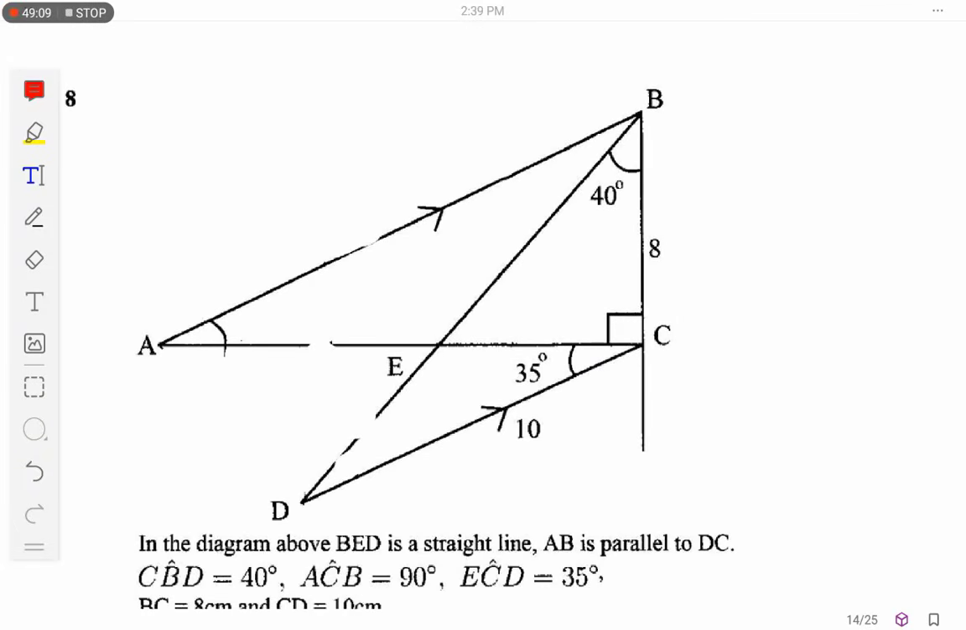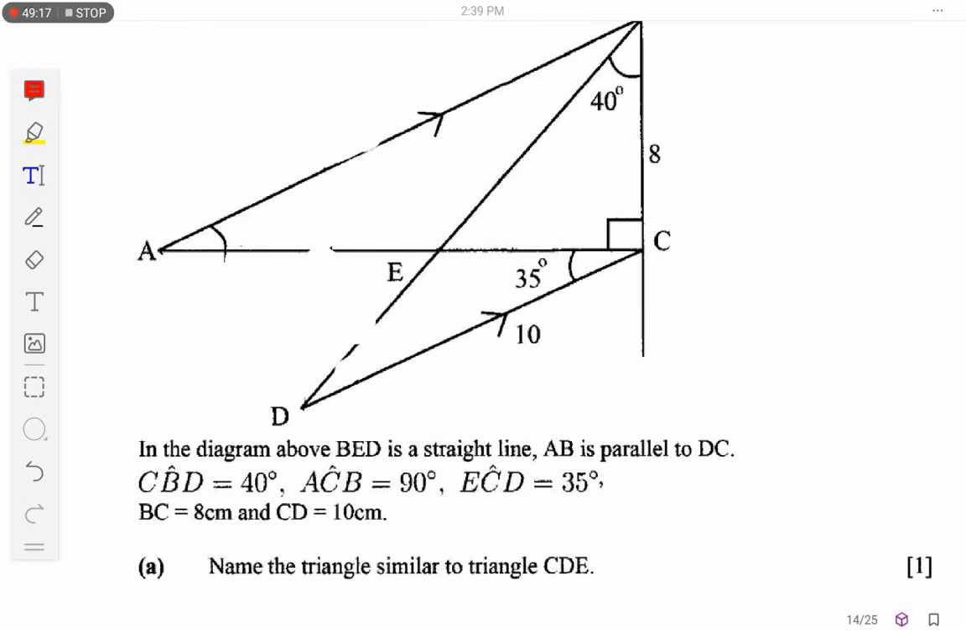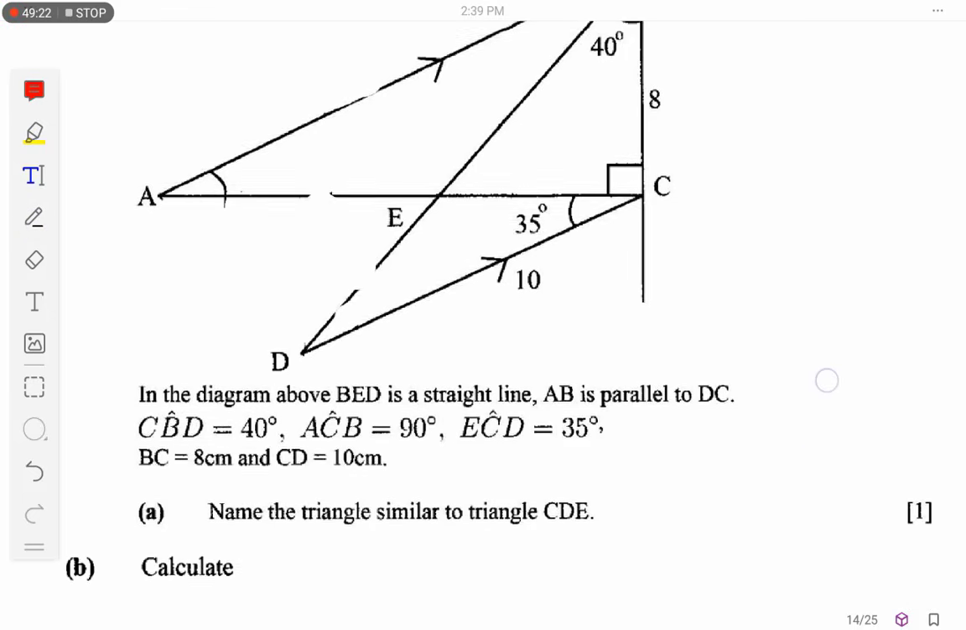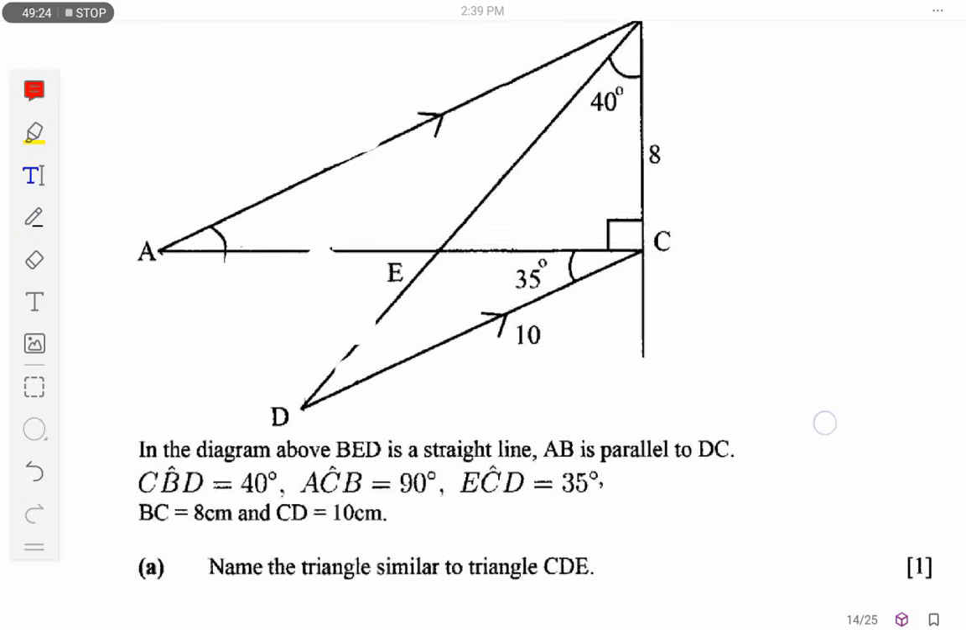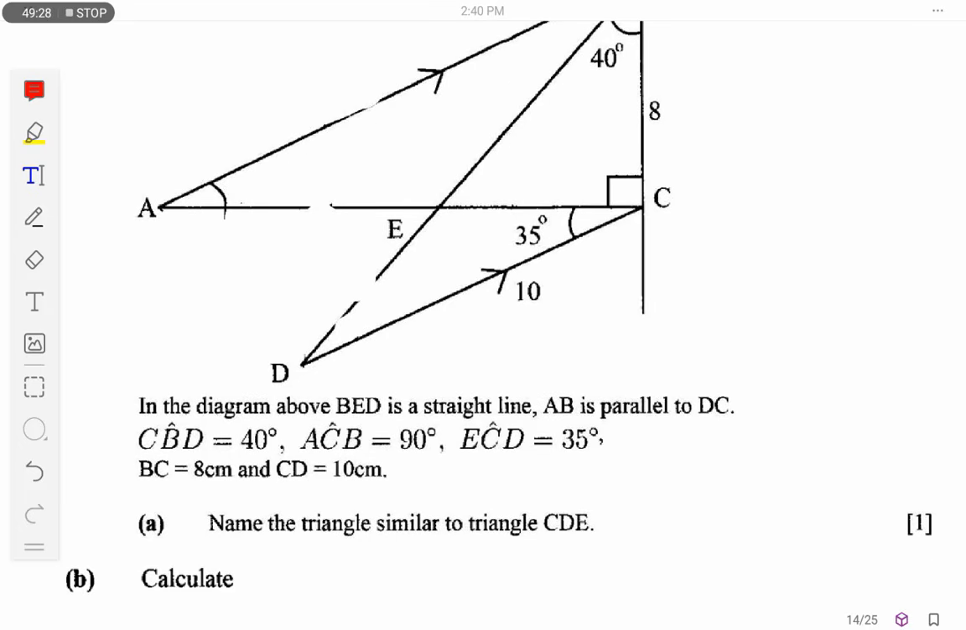Okay, number 8. So you now have like 24 marks now. Number 8 is this one. We have got this diagram. We are given the angles, 90 degrees there, 40. Let me just go straight to the question. Name the triangle that is similar to CDE.